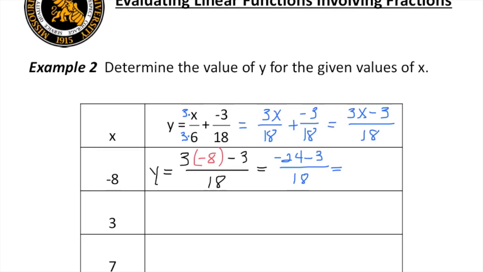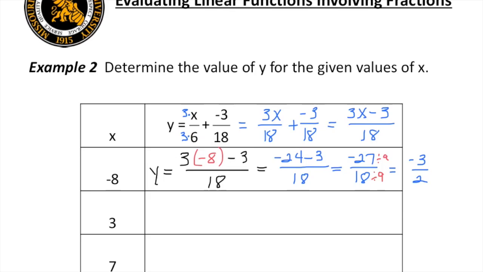Continuing the simplification process, we subtract -24 minus 3 to get -27 over 18. And then noticing that there is a common factor of 9, we can divide numerator and denominator by 9 in order to obtain the simplified fraction -3/2.